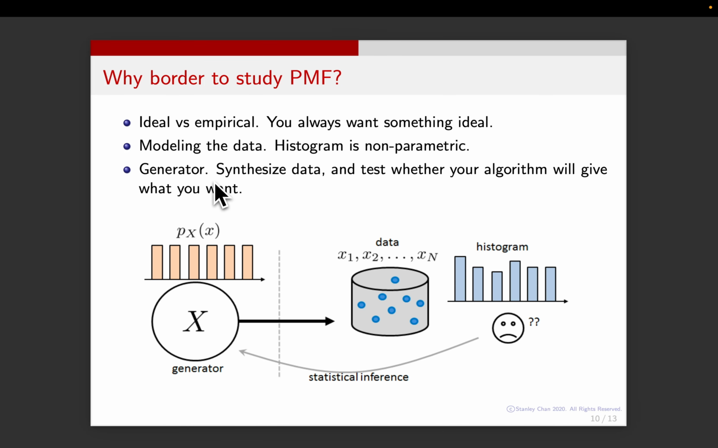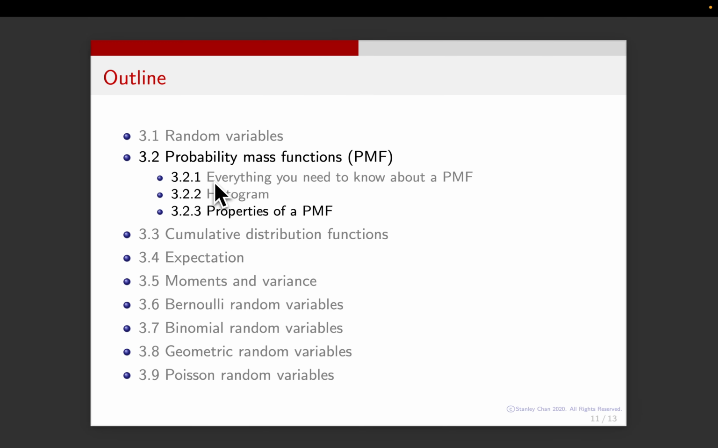The generator view is very important. We can use the PMF. Because now we know the PMF, we know the ideal distribution, we can synthesize, generate some data from that PMF, sample the PMF, synthesize some data, and test how our algorithm will perform. So we'll do some experiments in a couple of minutes, in 5 minutes.